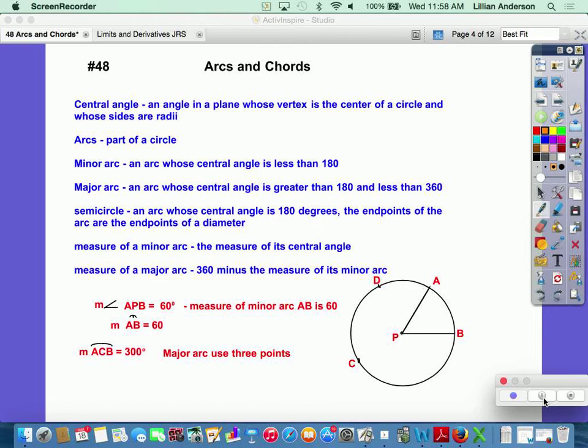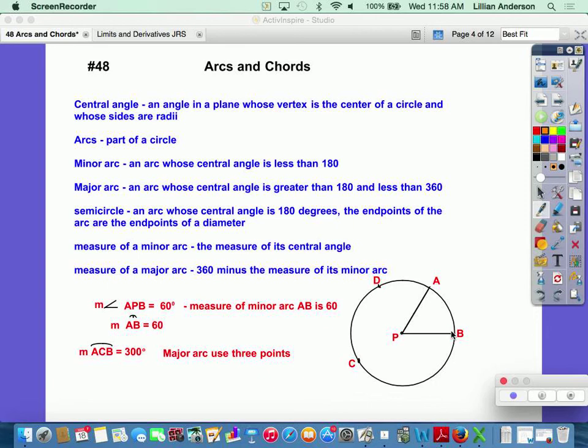So, a central angle is an angle in a plane whose vertex is the center of the circle and whose sides are radii. If you look down here at this picture, the central angle would be angle PAPB because the vertex is at the center, and PA and PB are your radii, all right? An arc is part of a circle, okay? So AB would be an example of an arc.